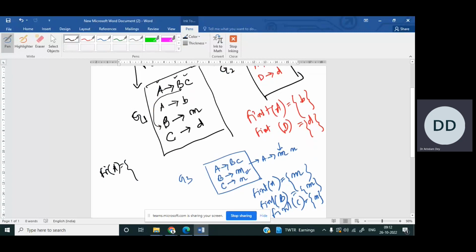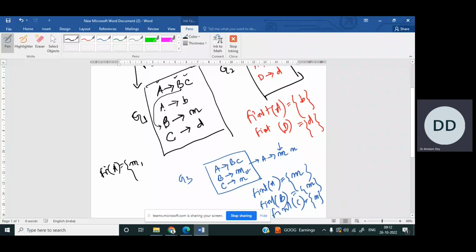If B is a terminal, then I would have written the terminal value. As it is a non-terminal, I need to find out the first of that non-terminal. So first of B is small m. So small m is coming here. Any other options? No, no other options are there.